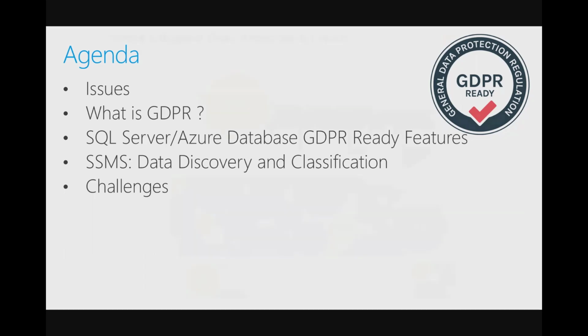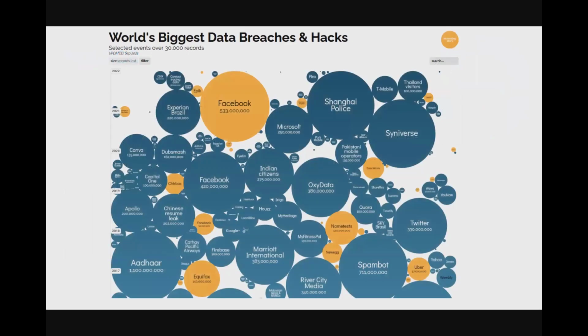Okay, when I say issues, I mean this. You can easily find this web page. I believe it's called the World's Biggest Data Breaches and Hacks, under the URL Information is Beautiful, and a subsection on data breaches. This page is illustrated with large bubbles and small and medium-sized bubbles, and I'll explain what size means here. It shows the biggest data breaches and hacks from the last 15 years.